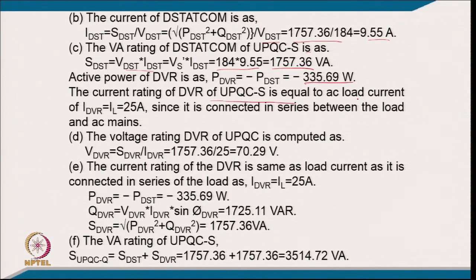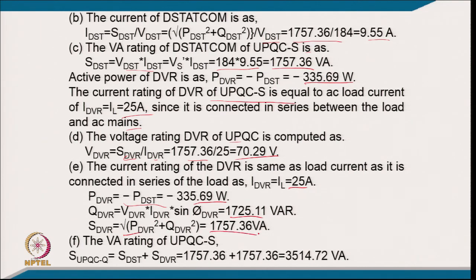So, the current rating of the DVR is equal to the load current, that is 25 ampere, since it is connected in series with the load. So, the voltage rating of the DVR in the UPQC is computed as S_DVR upon I_DVR, and it is typically 1757.36 by 25. So, it comes to 70.29 volt, and the current rating of the DVR is the same as the load current, that is 25 ampere, and P_DVR equal to P_DST 339.69, and Q_DVR equal to typically 1725 from this relation, and S_DVR will be the square root of P squared plus Q squared.